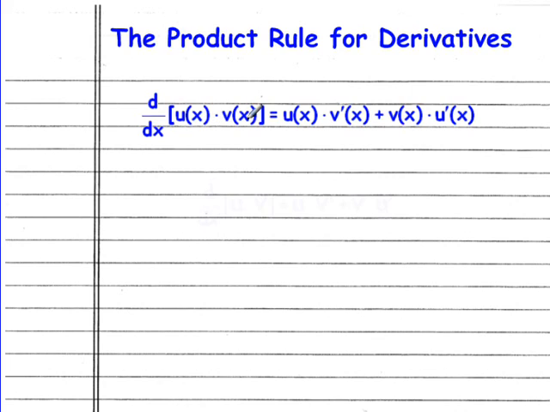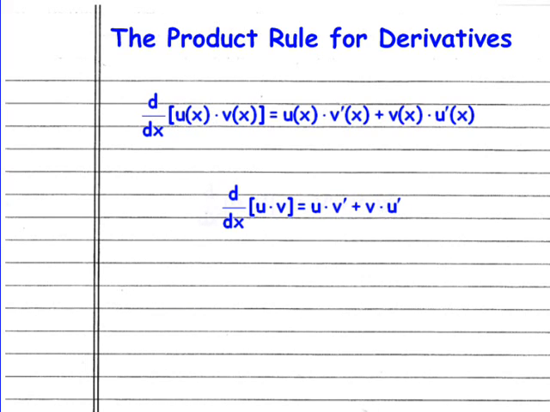A first function times a second function has a derivative equal to the first function times the derivative of the second, and then the reverse of that, we add the second function times the derivative of the first. Many times we'll write this without the of x notation just to make it easier to read. Here's the same formula without the variable x written in. So once again, the derivative of the first function times the second function is first function times derivative of second plus second function times derivative of first.